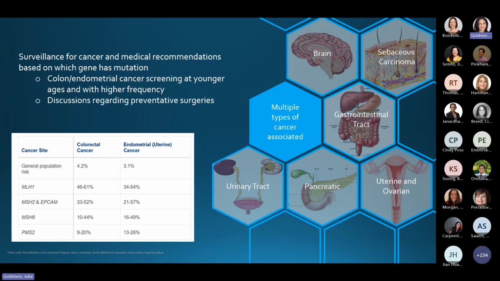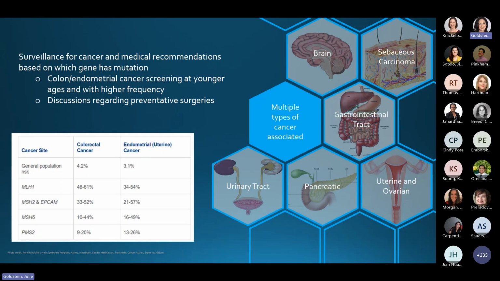In addition to colorectal and endometrial cancer, we can see other types of cancers and growths associated with Lynch syndrome: brain cancers, specifically glioblastomas, and sebaceous carcinomas, which are specific types of cancers of the skin. We can see cancers in other parts of the GI tract, like the stomach or small intestine, specific types of urinary tract cancers, and pancreatic cancer. We had mentioned the endometrial cancer. We can also see ovarian cancer with Lynch syndrome.